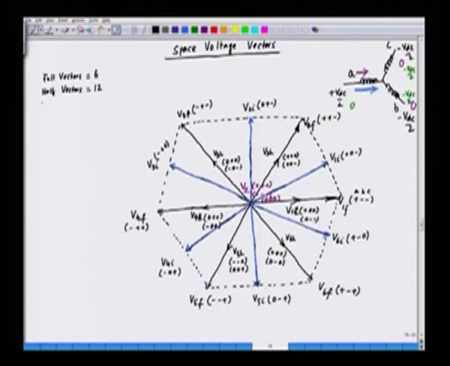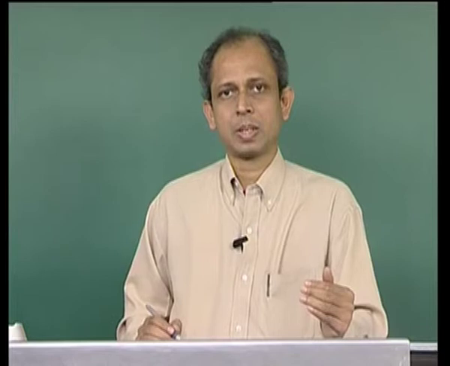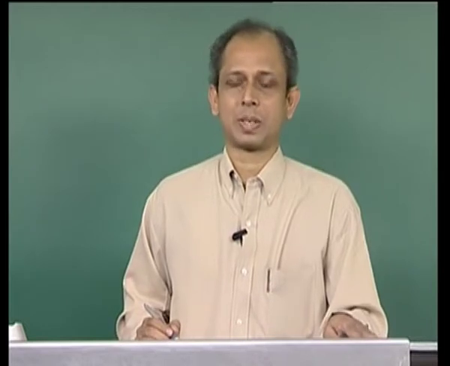Then intermediate vectors, we have 6 intermediate vectors, and we have in fact the 0 vectors, we have 3 0 vectors. So, if we add these 4 possible vectors, the full voltage vectors, the half voltage vectors, the intermediate voltage vectors and 0 voltage vectors, we get in total 27 voltage vectors.